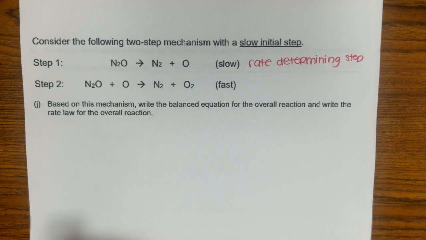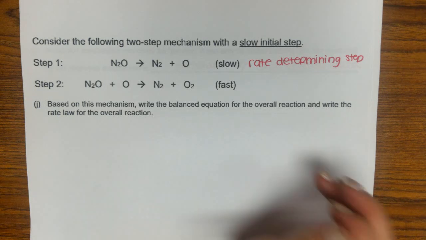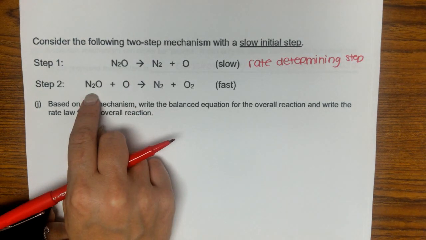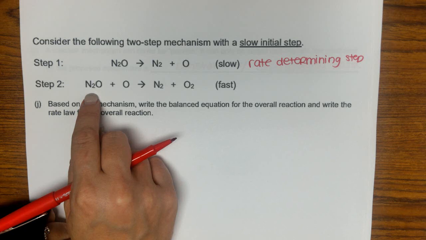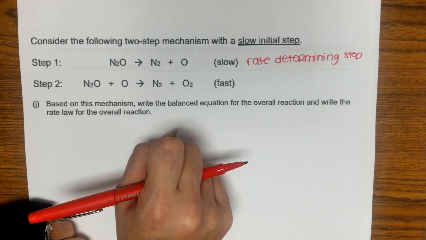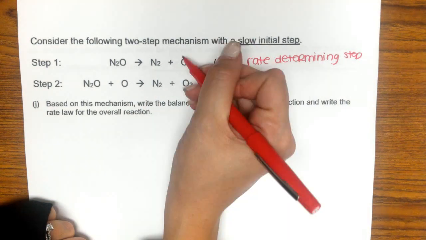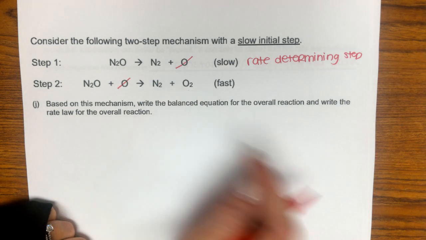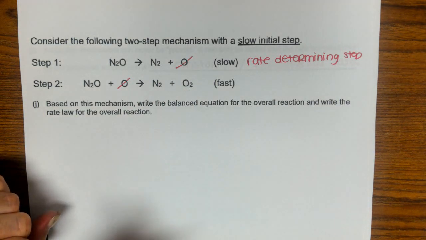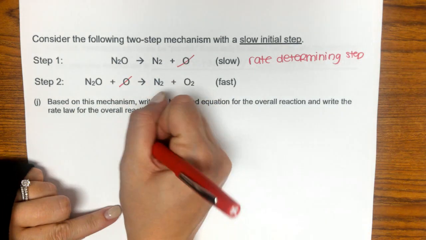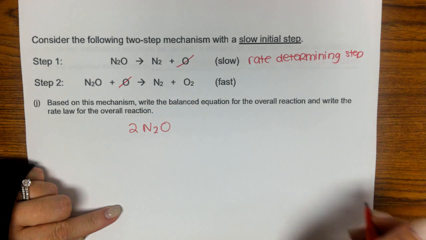And J asks us to write a balanced equation. Okay, well if I look at what's going on, I've got N2O on the left, and then down here it's on the left, so that's not an intermediate because it's on the left side both times. N2 is on the right, and it's on the right, not an intermediate. And then I've got oxygen on the right, and then oxygen on the left. So that is an intermediate. And then O2 as a product. So my only reactant that's left over is N2O, and I have N2O twice. So 2 N2O.